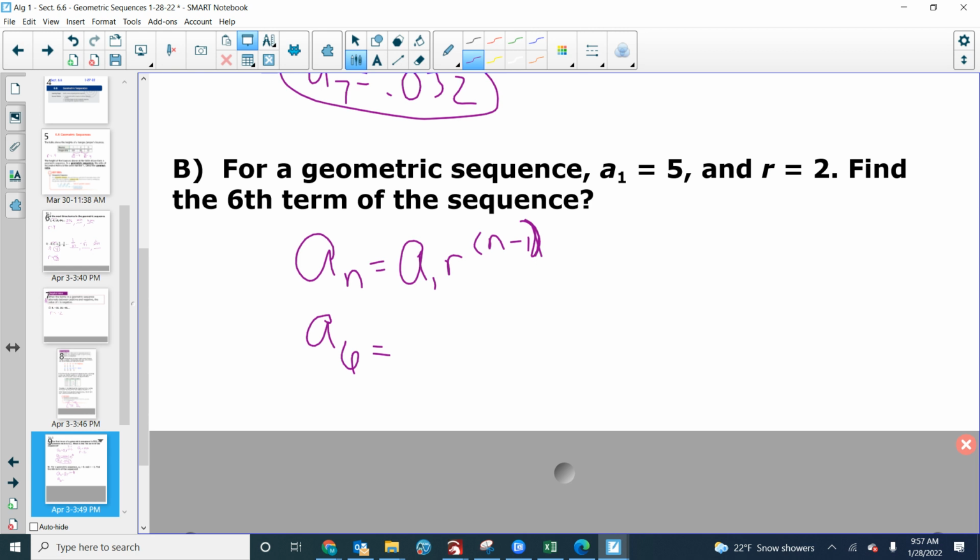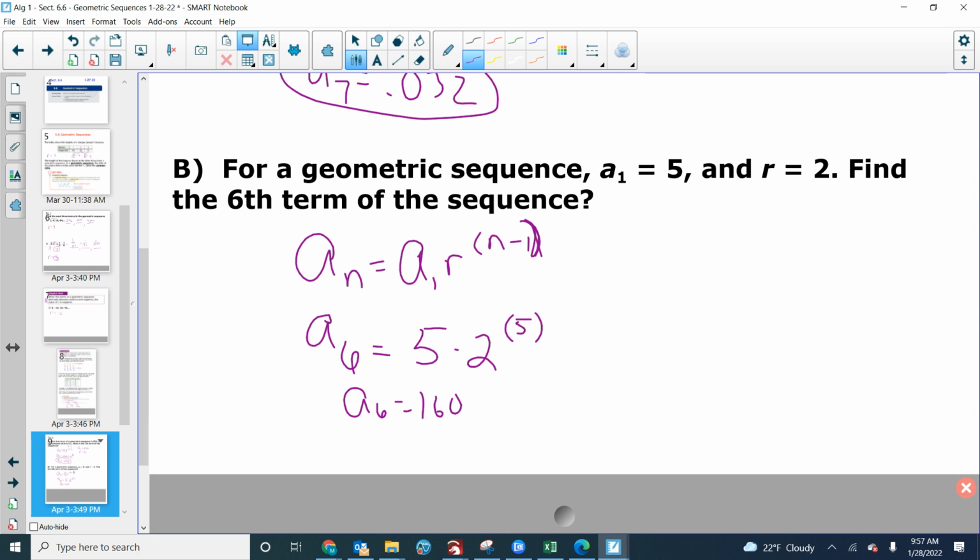Bailey, what'd you plug in? I plugged in a sub 6, and then a sub 1 is 5, times 2, 6 minus 1, which is 5. And then I got a sub 6 is 160. I agree. 160 should have been your answer, guys. Is everybody okay with that? You sure? Good?